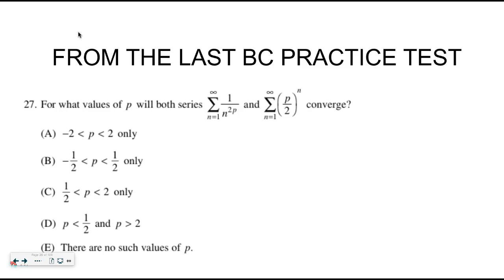Remember, with multiple choice, we like accuracy first and foremost, but speed second. So if you don't need to write stuff down, don't. If you just know, don't run a test.